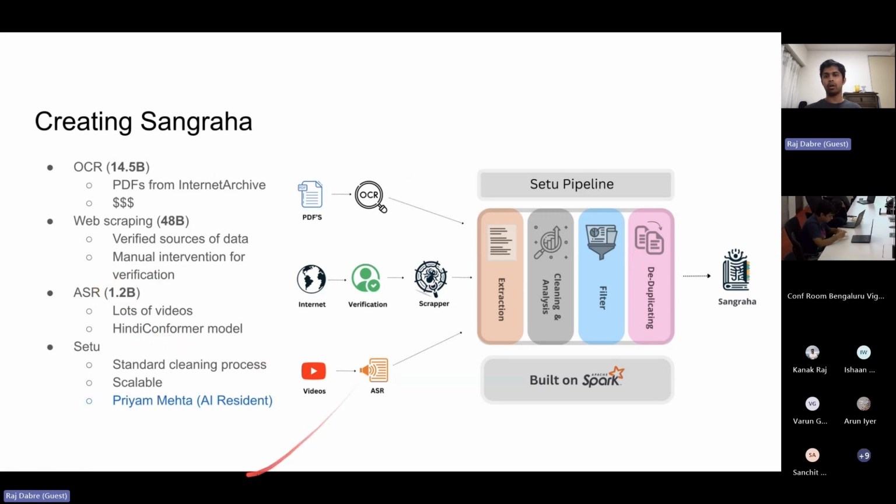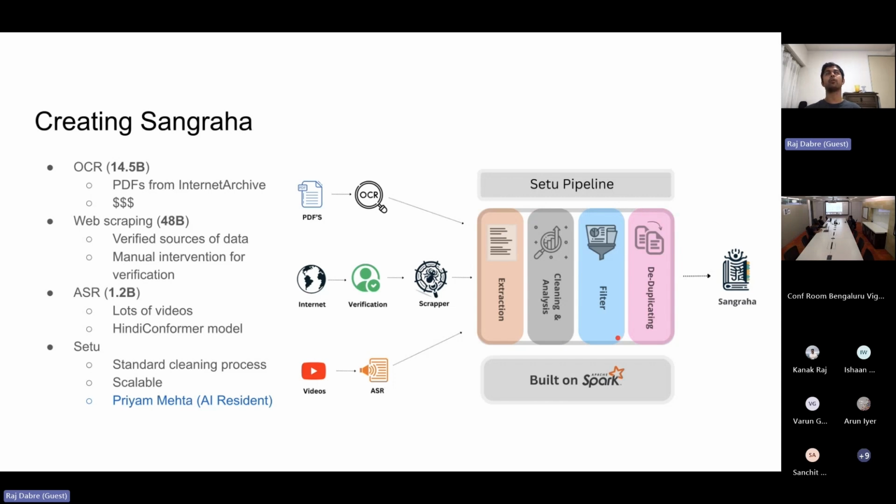Now that we've gotten a lot of this text data, we want to make sure that it's very clean. And for this, one of our residents at IndicBART, Priyam, worked on creating the Setu pipeline. Essentially, it's a very large scalable pipeline for data extraction, cleaning and analysis, filtering, and deduplication. Deduplication, because redundant data is just a waste of compute. We don't want that. After going through all of these different stages of processing, you get the data set, which is called Sangraha. Now, mind you, all of these processes are very standard, well-established practices.